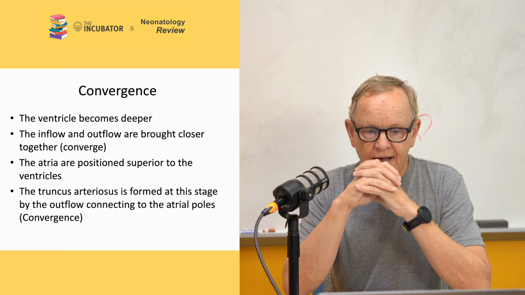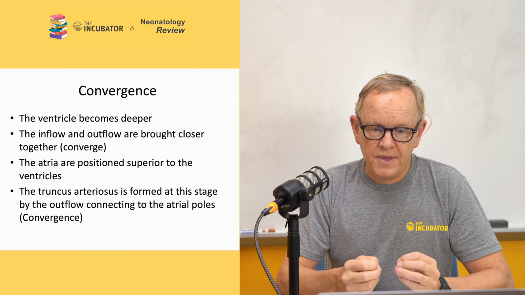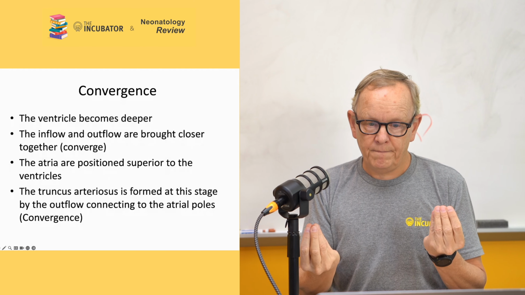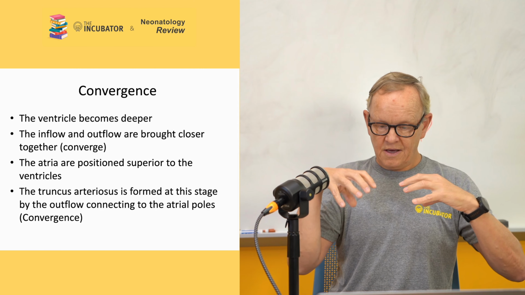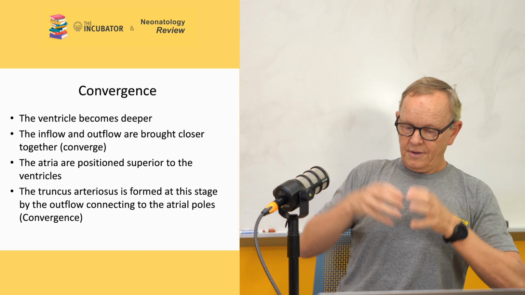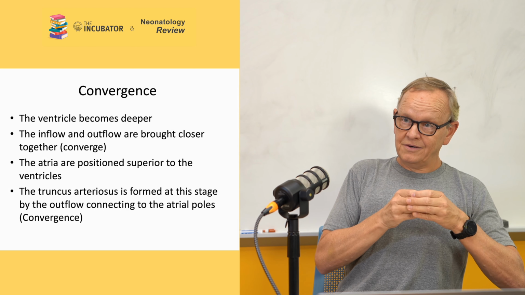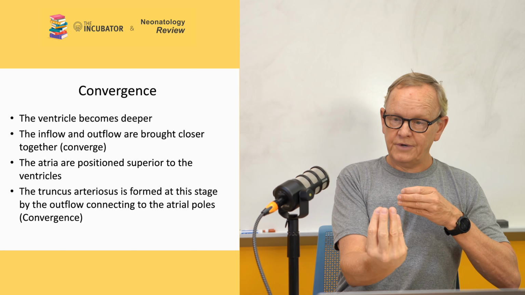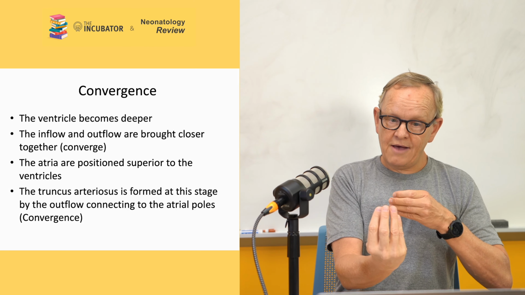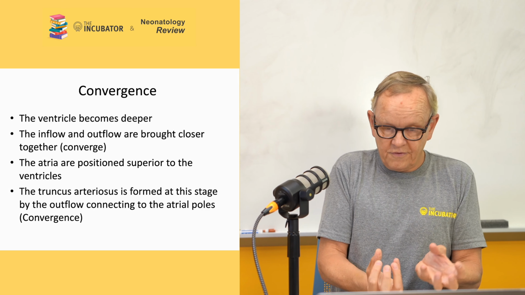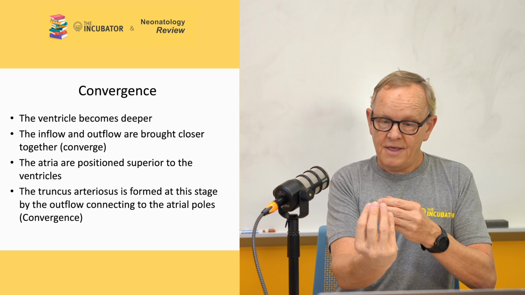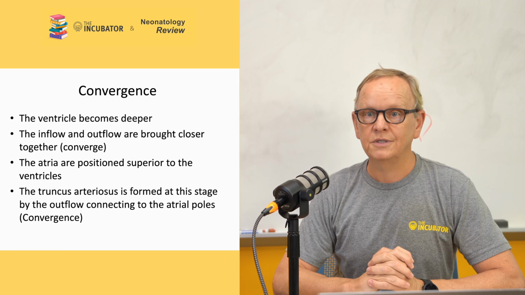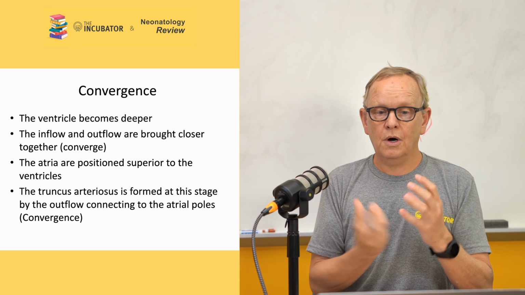As the ventricles become deeper, the inflow and outflow tracts are brought closer. In the beginning of the tube, you have the common AV valve here and the common outflow tract here. But as the ventricles grow, the inflow tracts and outflow tracts come closer together, and that is known as convergence. That means your heart becomes more structured.